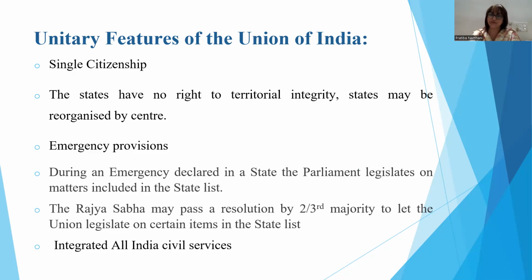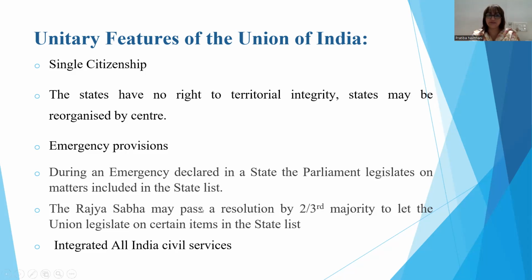Then the emergency provisions. This we have already discussed in detail: during a national emergency, we get converted into a unitary form, because then there is only one government, that is the center. All the administration is run in the name of the President of India. And if a particular state doesn't have a state government, maybe the government has lost its majority, or no party got a majority when the election in that state was held, it results in President's rule, that is rule by the center.